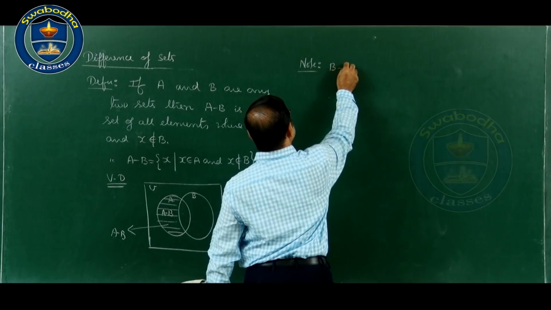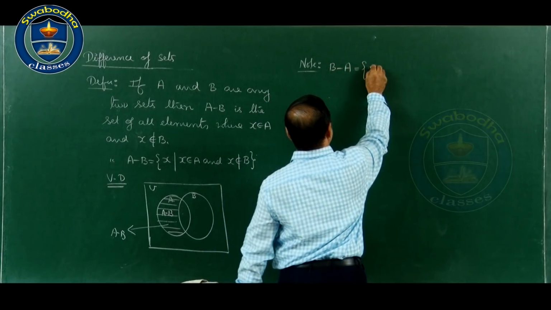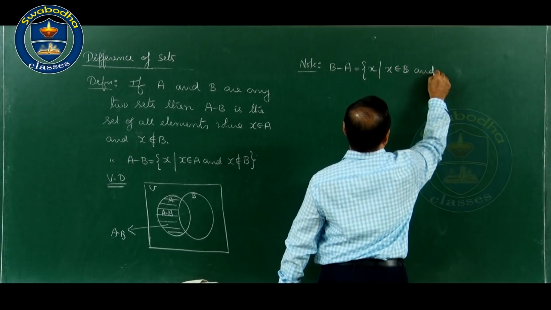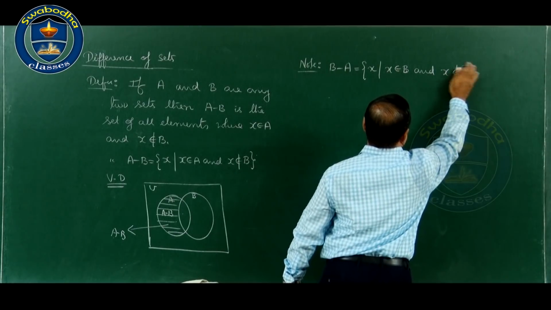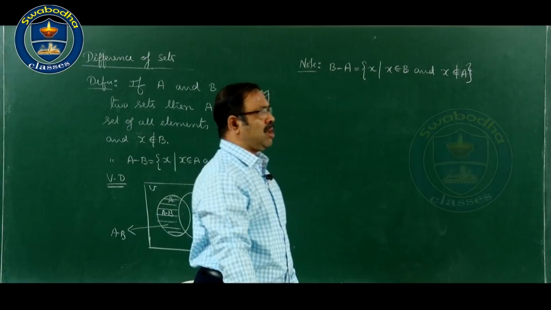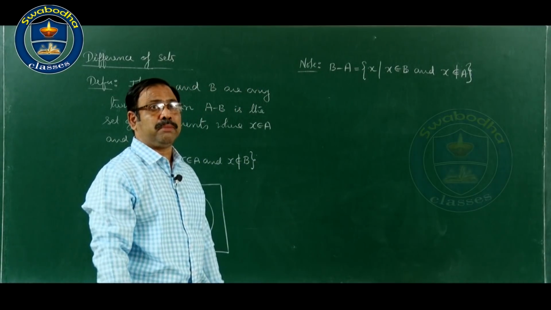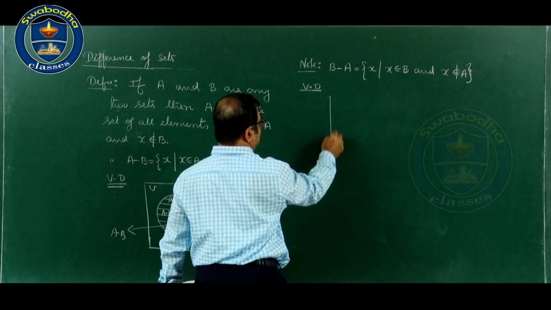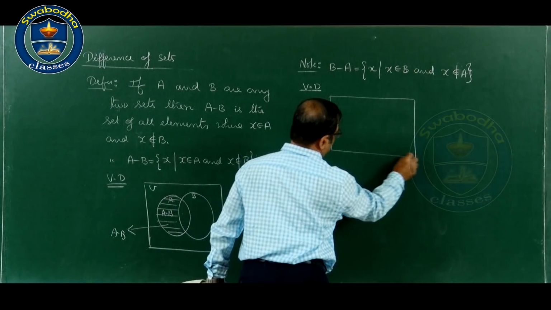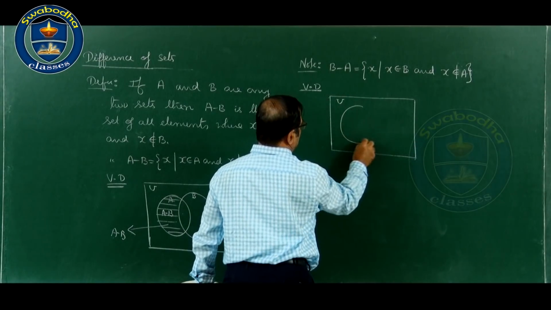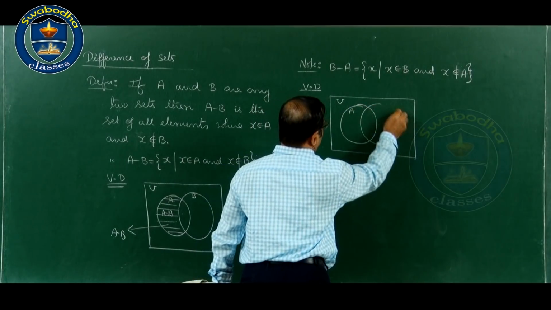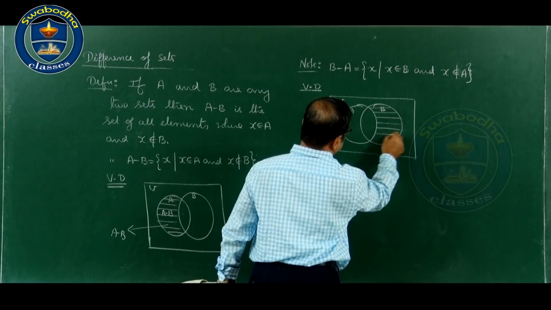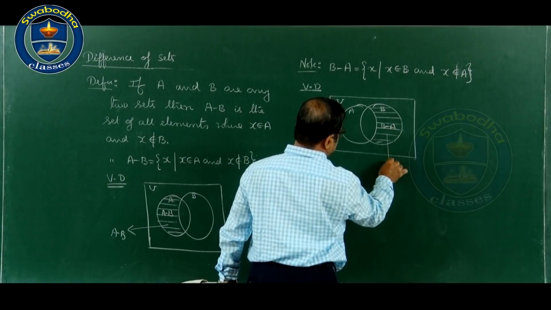Now similarly we can write B minus A. What is this B minus A? B minus A is the set of all x such that x belongs to B and x does not belong to A. So let us write the Venn diagram. We write the set U. Now this is A and this is B. This is B minus A. So what is this shaded portion?